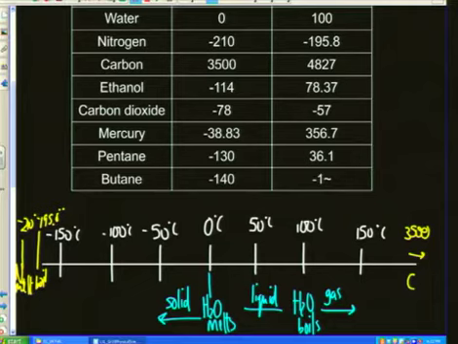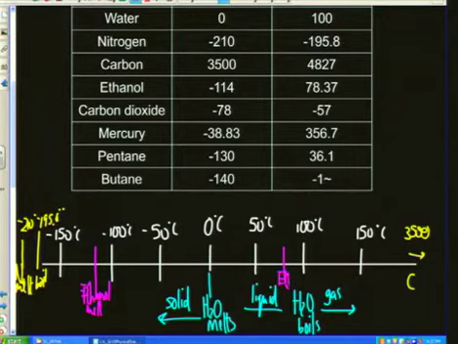Ethanol. Now, ethanol, let's mark it off, is going to melt at minus 114 degrees Celsius. So it will melt here. Ethanol will melt. And where will it boil? At 78 degrees Celsius. So approximately there, and I'm going to write ethanol. It will boil. Okay? Now, all of those should be okay.